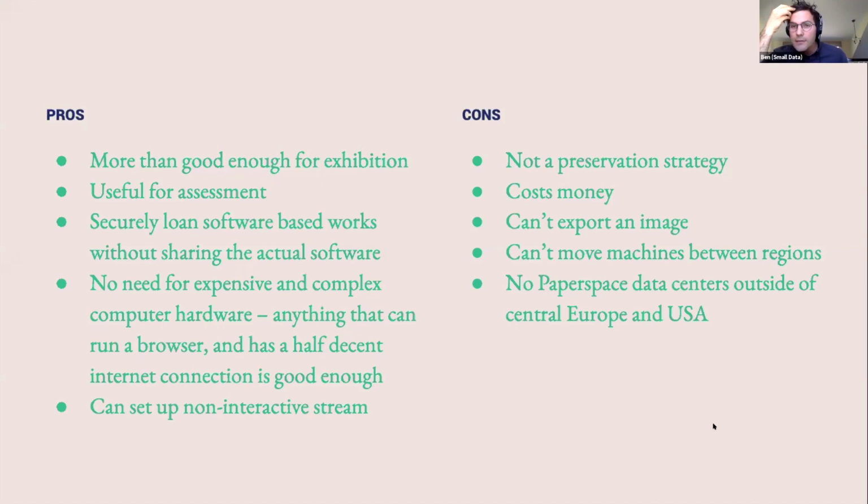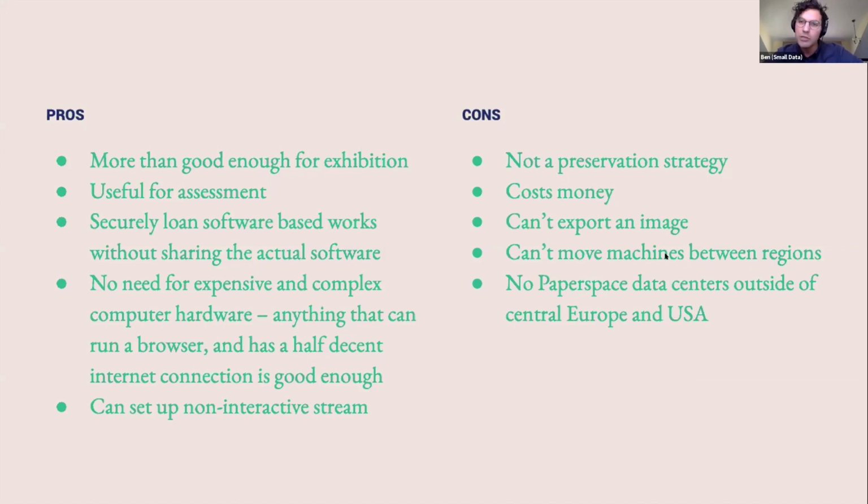So the cons are, this is not a preservation strategy at all. We view this as good for display and good for assessment. That's nothing particular to Paperspace. That's really identical to Annette and Patricia's findings in their study on virtualization broadly. Cons, of course, this costs money. It's not free and open source software. It is subscription based. You cannot export an image, but again, this is really not for preservation. It's just for display.